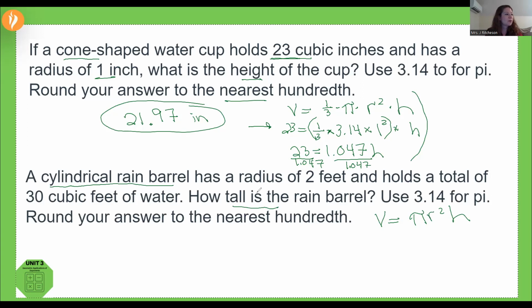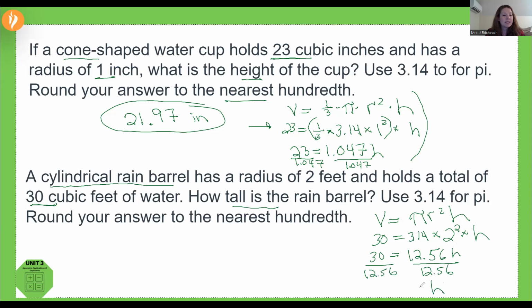All righty, so this time our volume, this thing holds 30 cubic feet, so V is 30. We're using 3.14 for pi. We're going to multiply that by our radius squared, and we don't know h at this time. So we're literally going to multiply 3.14 times 4, which is 2 squared. And I got 12.56 times h. And then how do we solve for h? We divide both sides by 12.56.